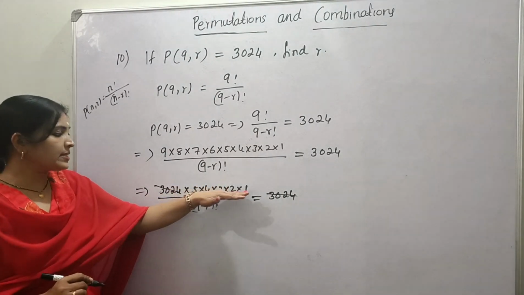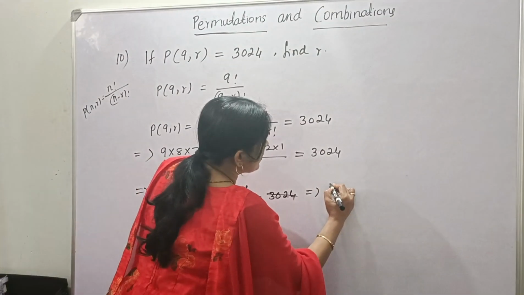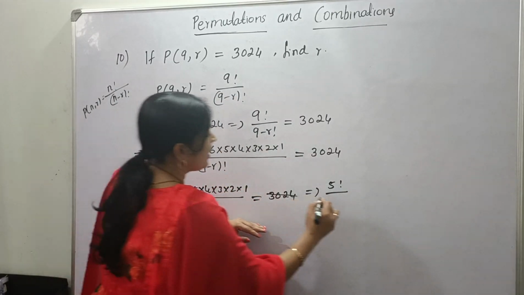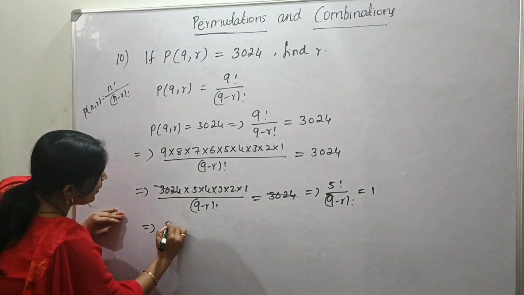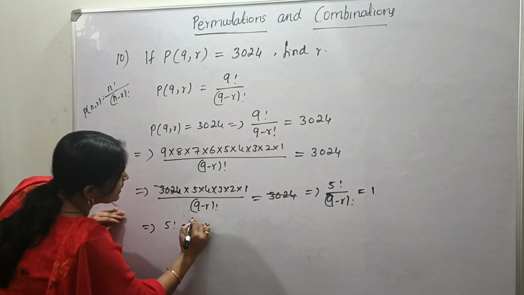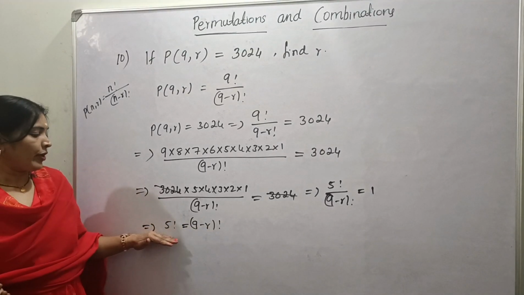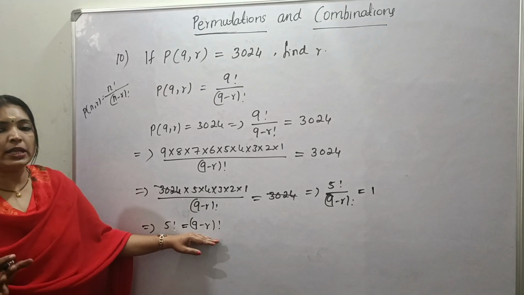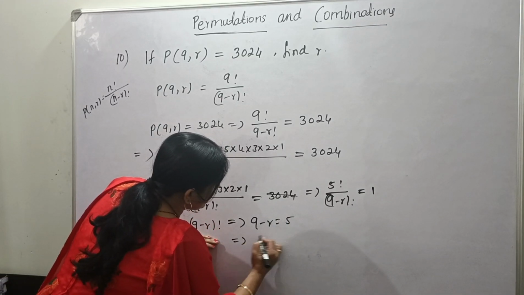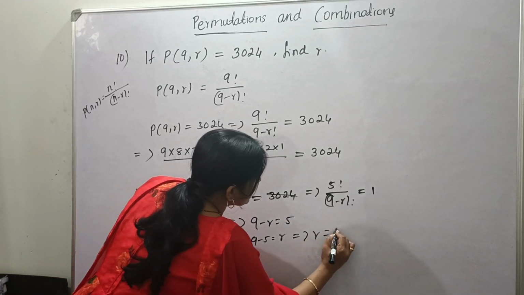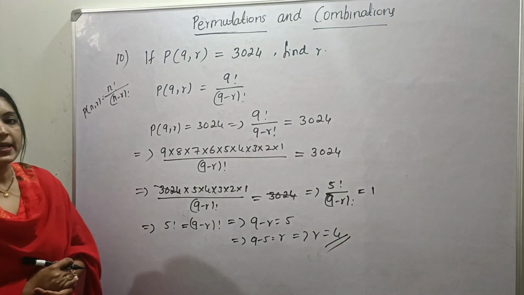Okay, so this 3024 is cancelled. So remaining, see, it is nothing but 1 into 2 into 3 into 4 into 5, which is nothing but 5 factorial, right? So that implies 5 factorial divided by (9 minus r) factorial is equal to 1. Okay, that implies 5 factorial is equal to (9 minus r) factorial. So 9 minus r is equal to 5. 9 minus r is equal to 5 implies 9 minus 5 is equal to r, that implies r is equal to 4. Okay, so the value of r is 4.